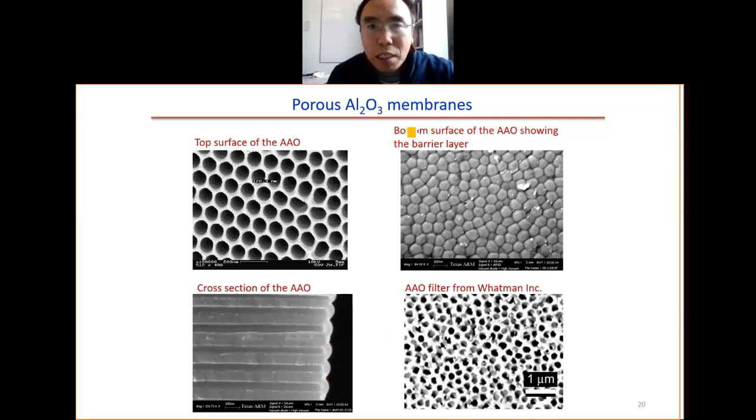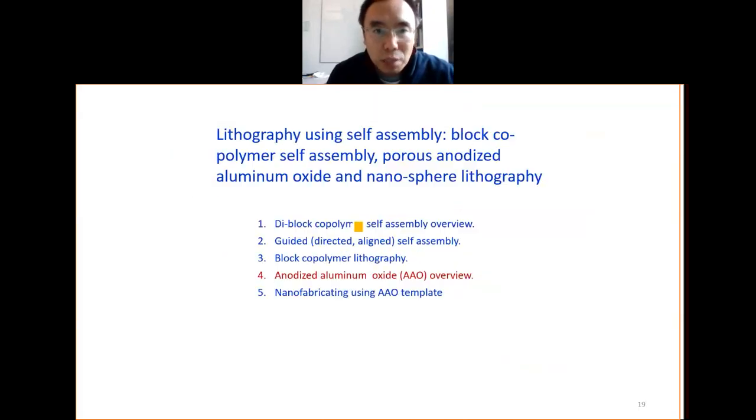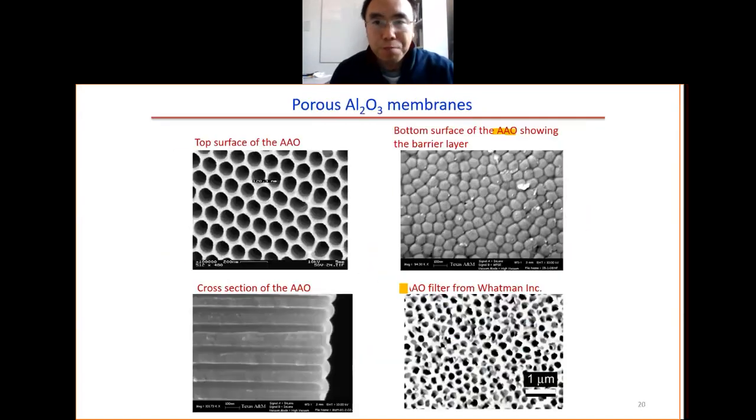What do you see here? This is the bottom surface of the AO. AO means anodized aluminum oxide. The bottom part is aluminum oxide. This is the top view, and this is the filter, a filter from the company called Whatman. So this kind of nanopore can be used as a filter.